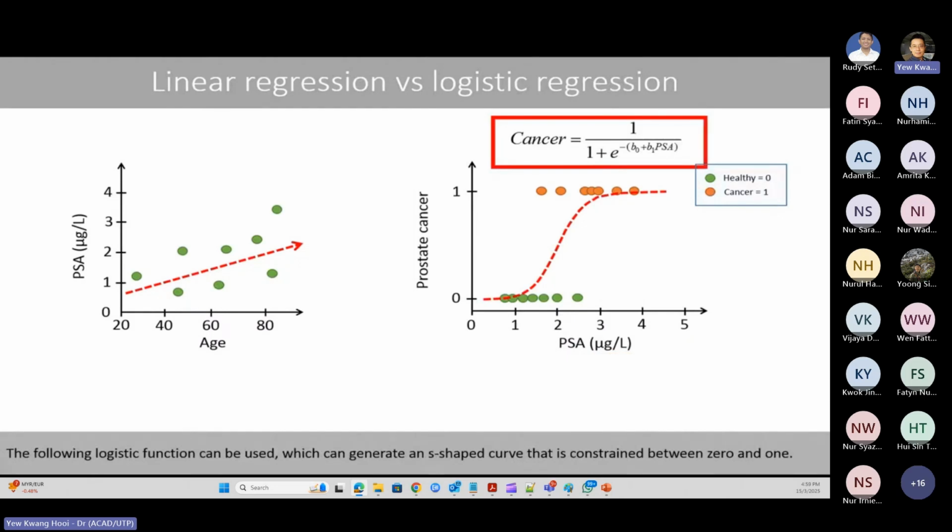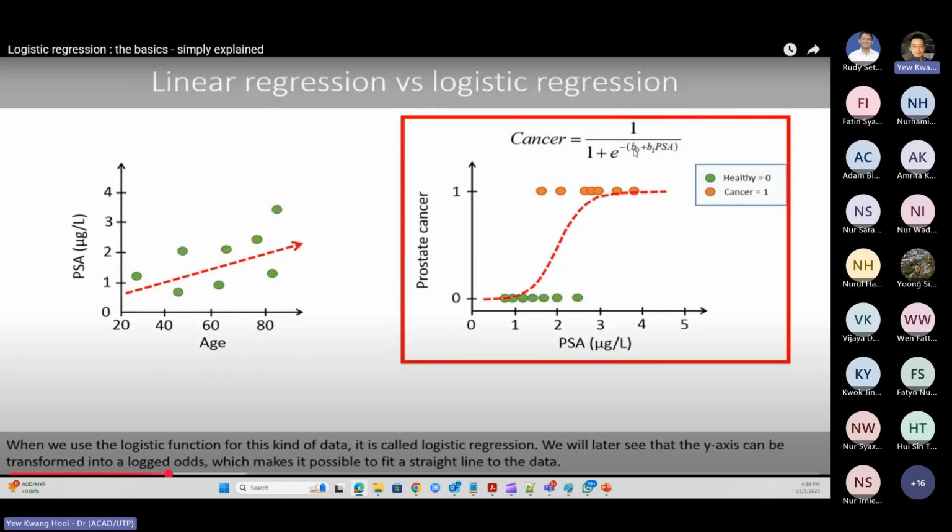The following logistic function can be used, which can generate an S-shaped curve that is constrained between 0 and 1. The S curve can be given by this sigmoid formula. See? You take 1 at the top, right? If you put 1 at the top, the maximum value will become 1 if the denominator value is very large, because we're using e. e is about 2.7, and on this side is the exponent, a negative exponent.